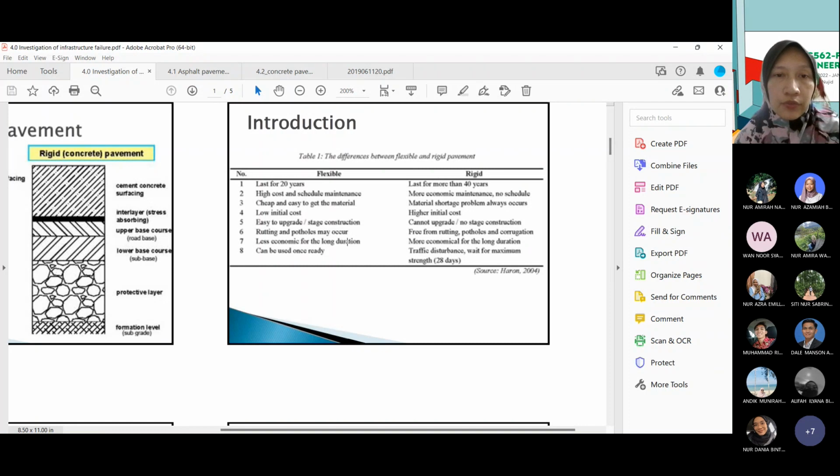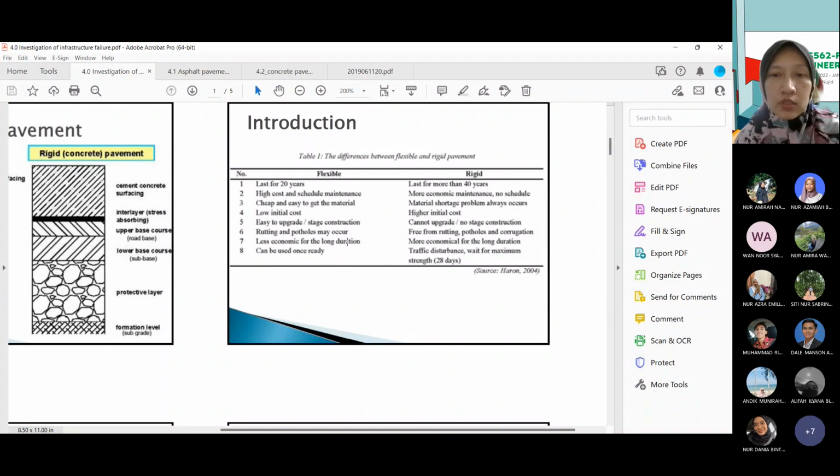And also for flexible pavement, the common deformations you may encounter are rutting and also potholes. For rigid pavement, it is free from rutting, potholes, and corrugations. However, flexible pavement is less economical for the long duration, but rigid pavement is more economical for the long duration. Can be used once ready.